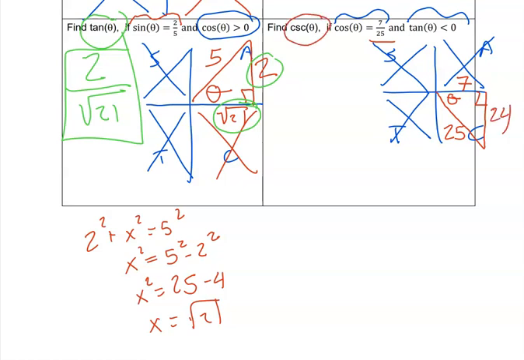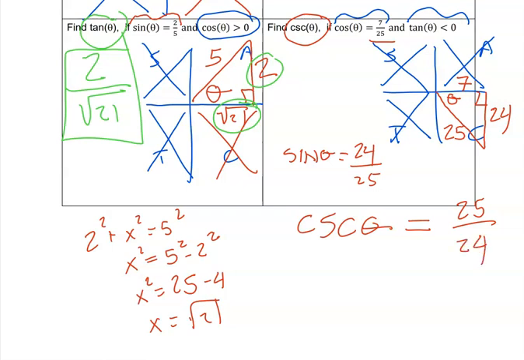Now the cosecant is the reciprocal of sine. The sine of theta would be 24 over 25. So therefore the cosecant of theta would be the reciprocal, which is 25 over 24. Now we better check our sign to make sure. Cosine's the only thing that's positive there. Since we're dealing with cosecant, the answer must be negative. Okay, this is a little review for you.